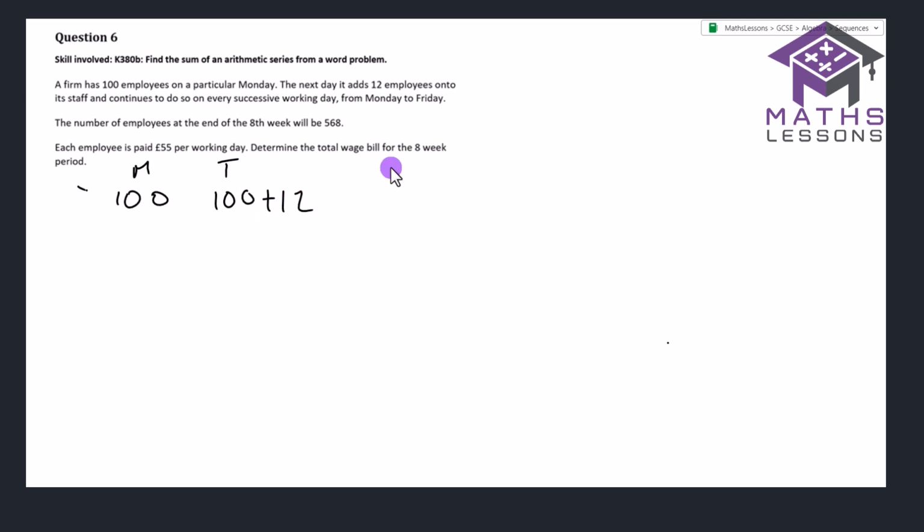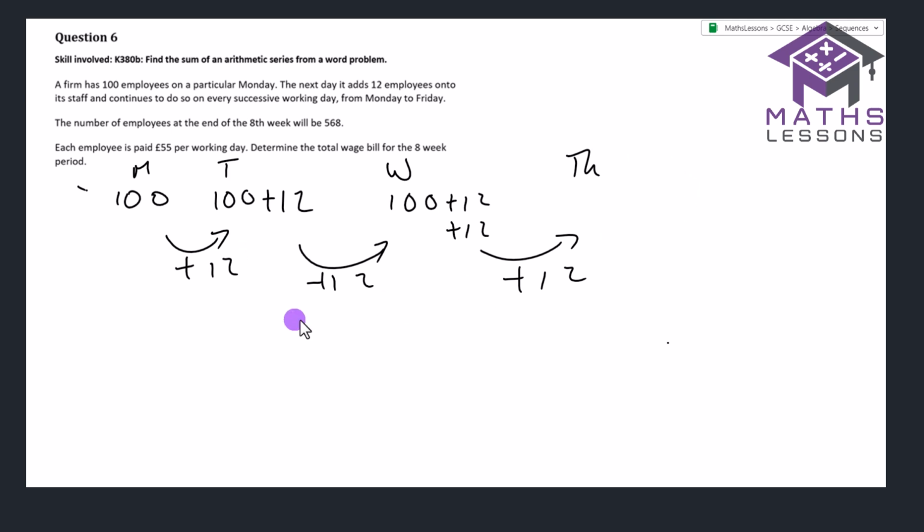So you get 100 plus 12. And on Wednesday, we get 100 plus another 12 plus another 12, and so on. So we're adding on 12 every day to the number of employees we've got. And what we have is an arithmetic progression where the first term is 100, so a equals 100, and the common difference is equal to 12.